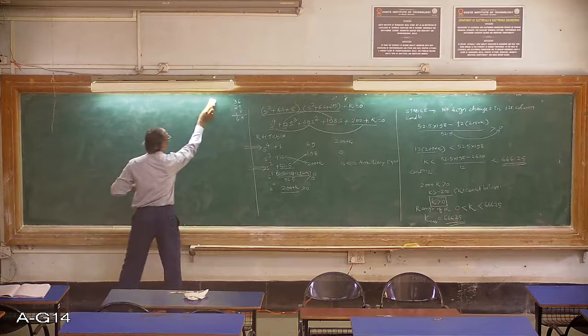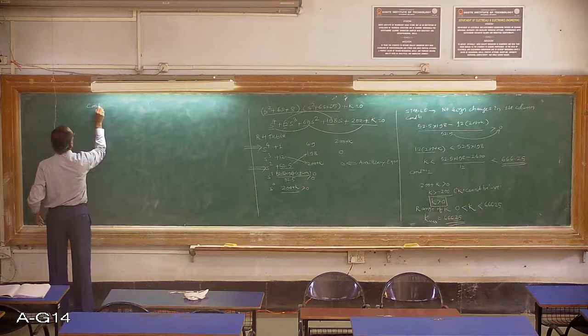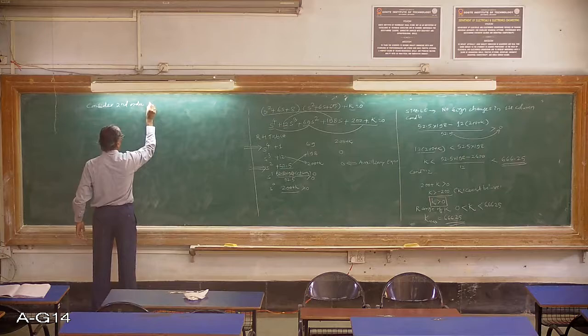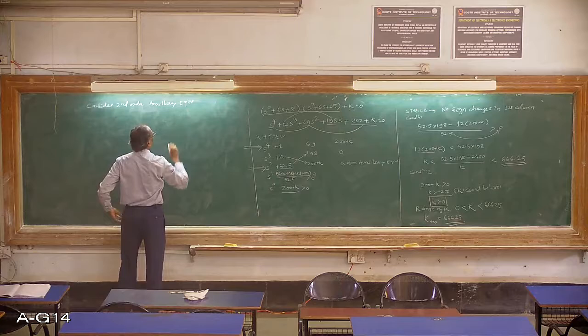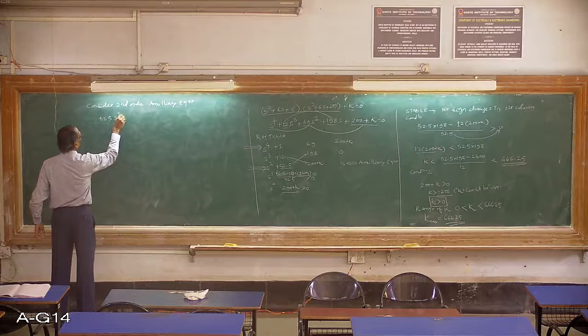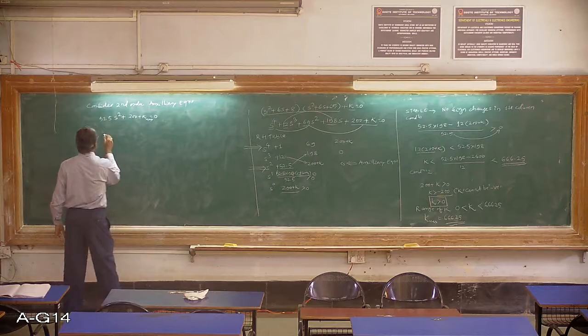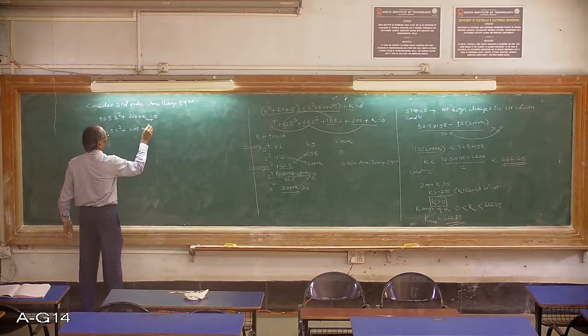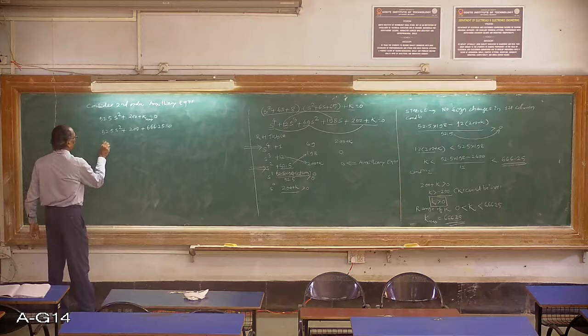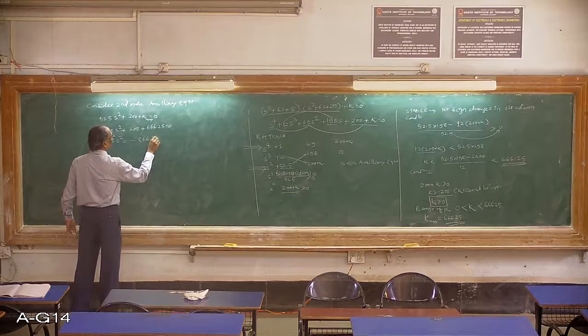So now consider the second order auxiliary equation. S square, the coefficient of S square is 52.5, plus the next constant term, 200 plus k, equal to 0. We have already calculated k; usually we take k max here. 200 plus k is 866.25. So 52.5 S square is equal to minus 866.25.